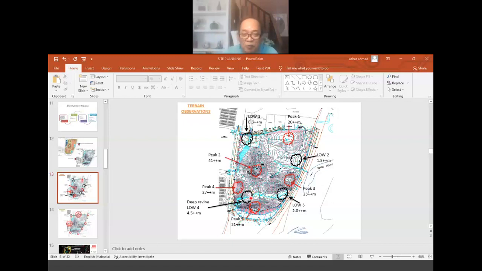So between peak number 4 and peak number 5, there is a very deep ravine, and it is almost vertical. Almost vertical can be concluded because the contour lines are very close to each other. Okay, when we have, for example, a contour line.